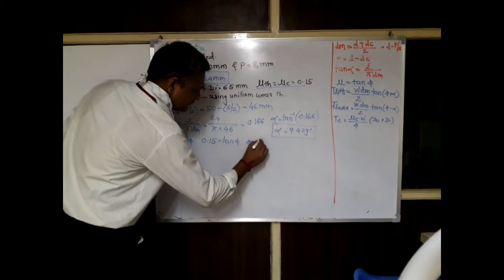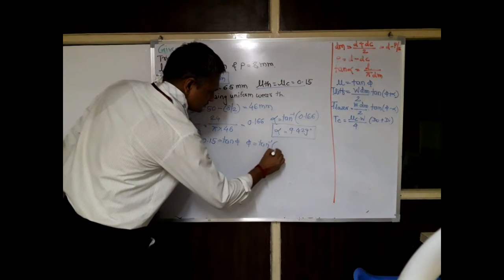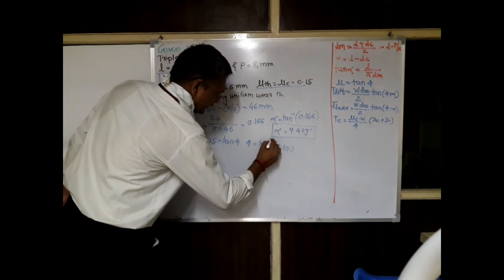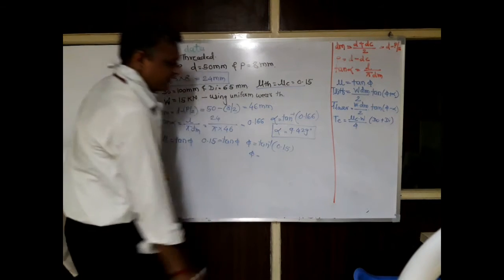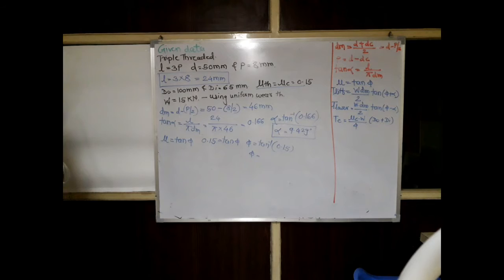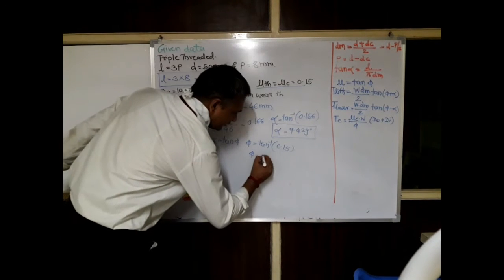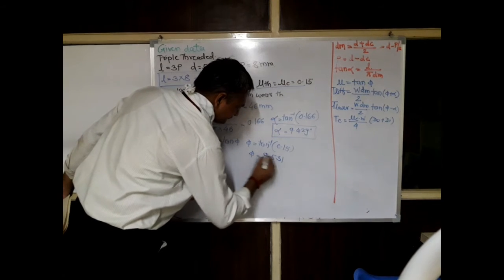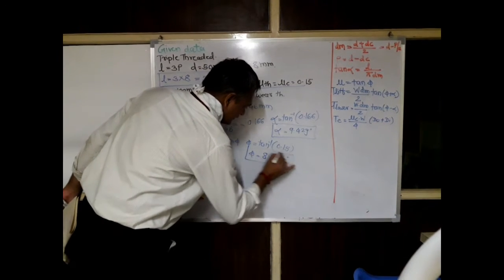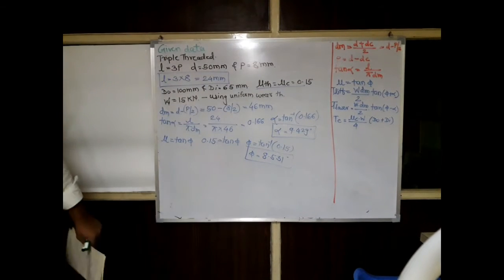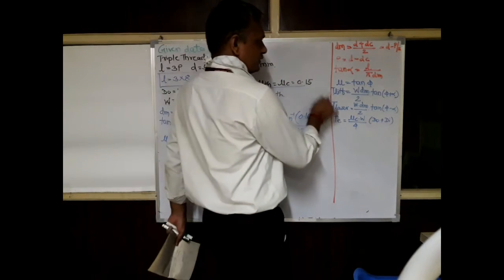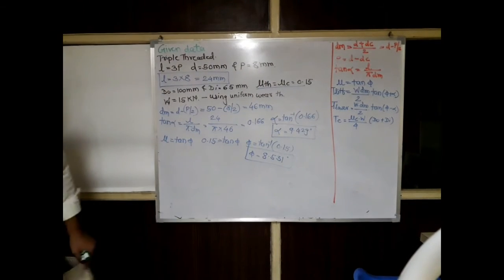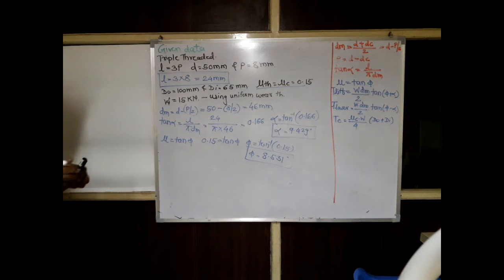Therefore phi will be equal to tan inverse of 0.15. Therefore calculate the value of mu. Therefore phi will be equal to 8.531 degrees. Now you got the value of alpha and phi. Now I want to evaluate the T lift.